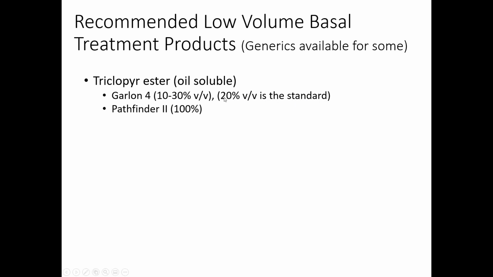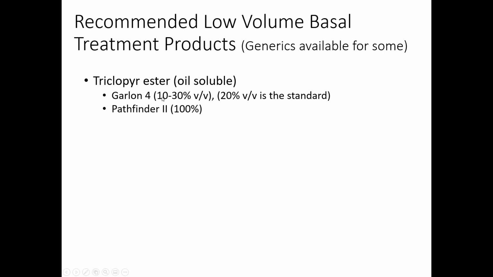And that's sort of where we have been at and based recommendations on to get good activity on species less than 6 inches in diameter, 20% volume to volume. You'll see the label go to 30, and that's a pretty darn hot basal mix with triclopyr ester, and I haven't seen a lot of need for that in most situations.